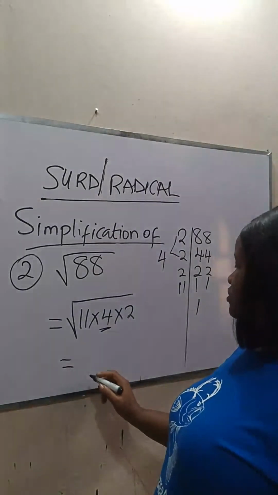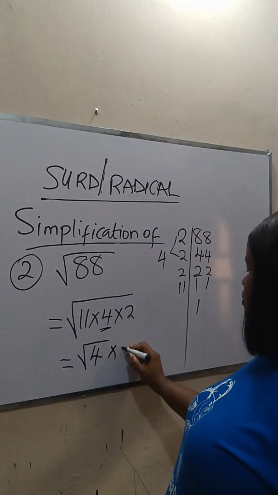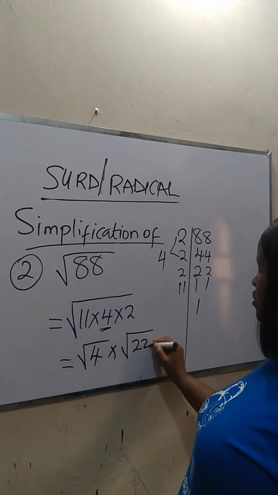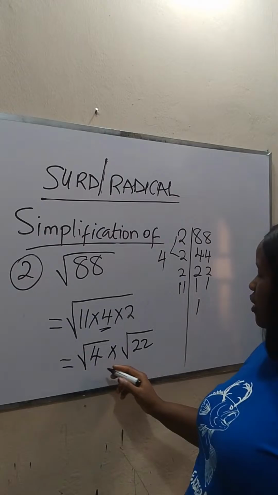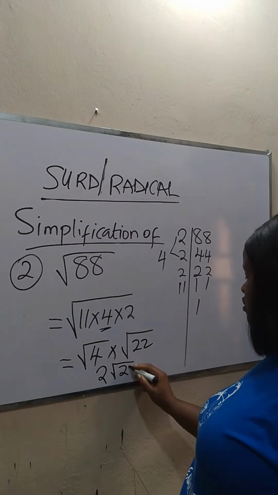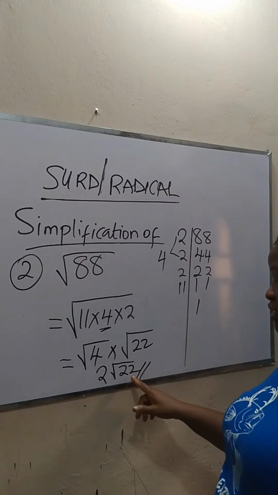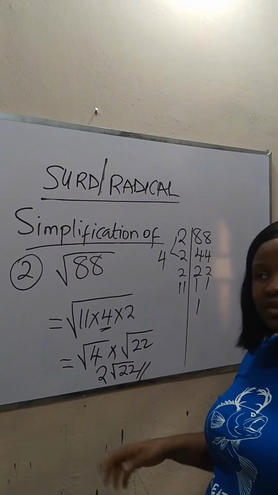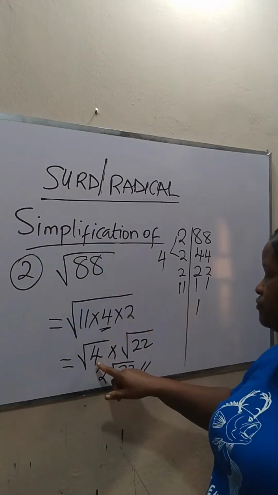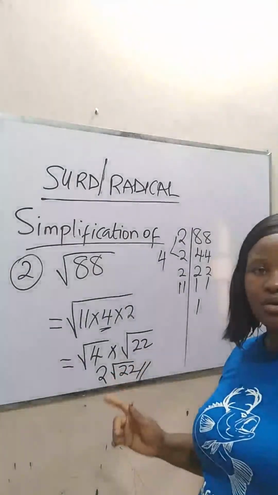So what are you going to do? We will do square root of 4 times square root of 2 times 11, and 11 times 2 is 22. And if you do that, you have 2 root 22. And that is the answer to the question. You see it? Because this cannot be divided by any number to give us a perfect square. So the only perfect square we are able to pick from here is 4. So this answer is perfectly correct. That is how easy it is to solve radicals. All right.